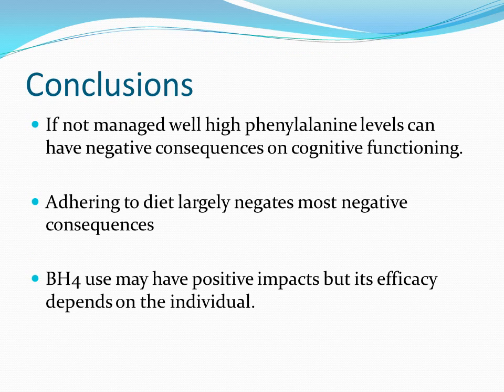Okay, so in conclusion, if not managed well, high phenylalanine levels can have a negative consequence on cognitive functioning within an individual. This can be minimised by adhering to a diet which largely negates most of the negative consequences associated with PKU. And the use of BH4 may also have positive impacts for some people, but its efficacy really depends on the individual. So it will work better for some than it will for others. It may work really well for some, but it may not work at all for other people.